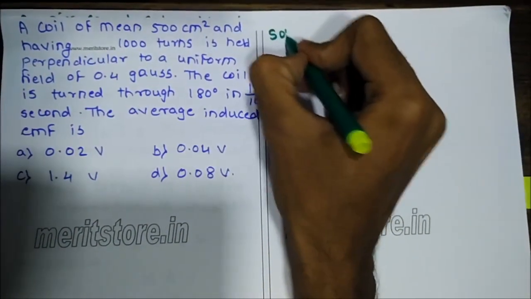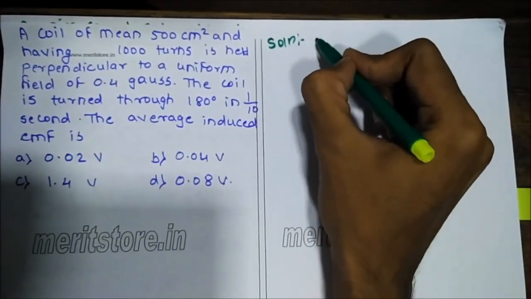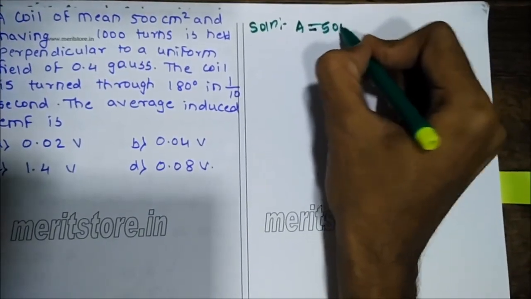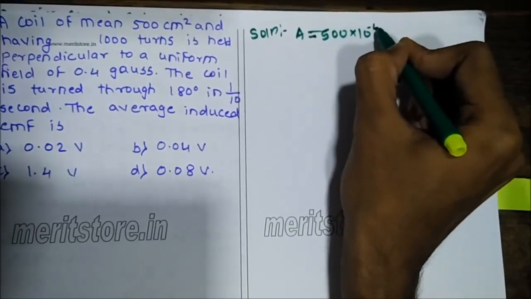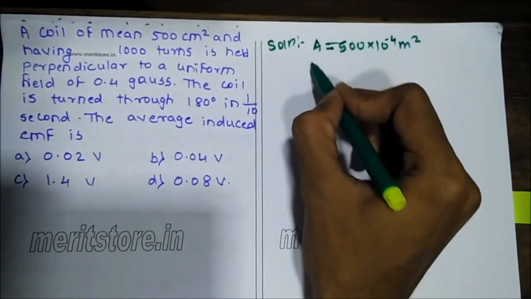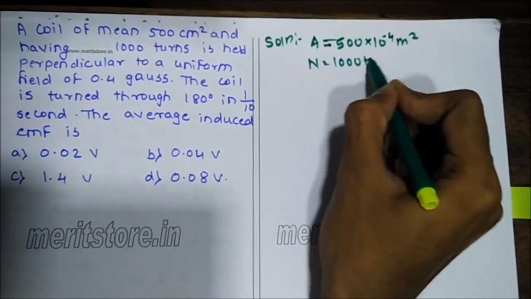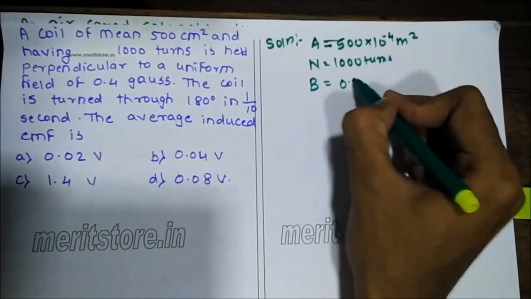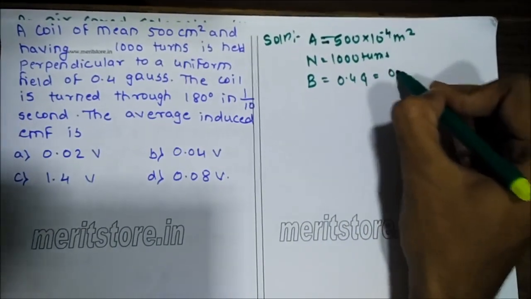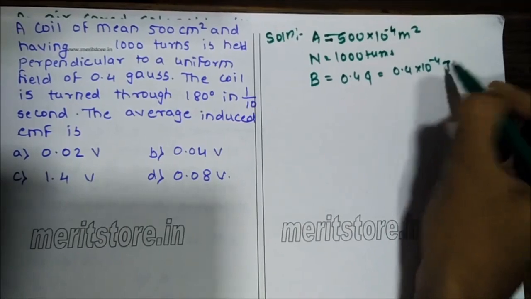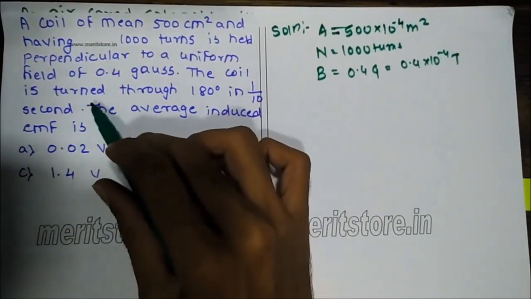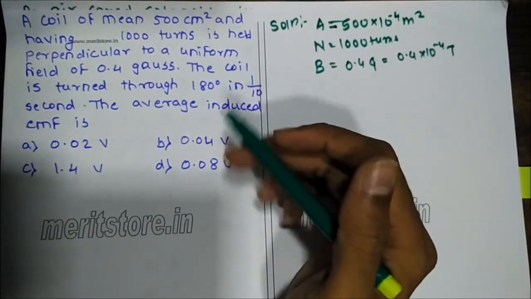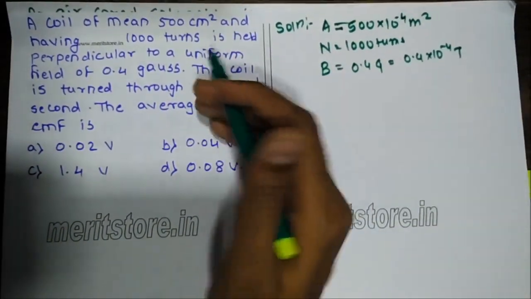Okay, so here we have the given things, that is area, which is again 500 centimeter square, so that means 500 into 10 raised to minus 4 meter square. Then it is having turns, that is N, which is equal to 1000 turns. Okay, then it is placed perpendicular to a magnetic field of about 0.4 Gauss, which is about 0.4 into 10 raised to minus 4 Tesla. Okay, next we have given the coil is turned through 180 degrees in 1 upon 10 seconds, and the average induced EMF is asked, so the flux is changed from 0 degree to 180 degree.